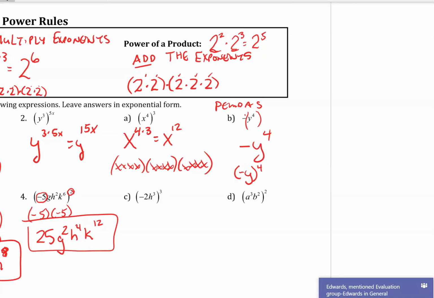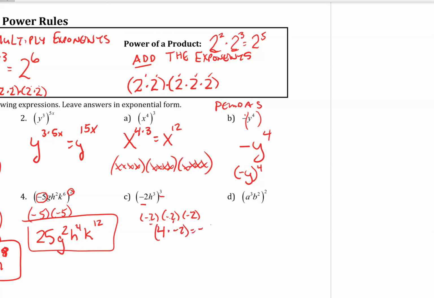So, negative 2 to the third power is negative 2 times negative 2 times negative 2. Negative 2 times negative 2 is positive 4. A negative times a negative is a positive. And then I multiply that times negative 2 again, and I get negative 8. So that's the beginning. And then power to a power, h to the third, we multiply those 3's together. So h to the 3 times 3 is h to the 9th.